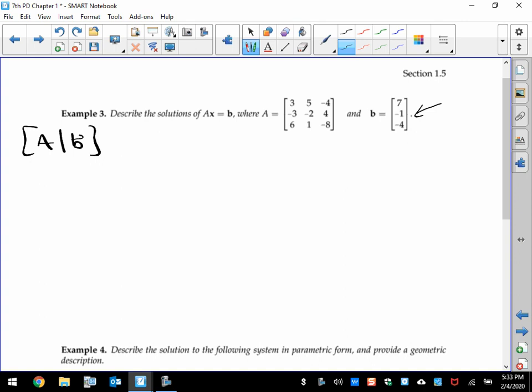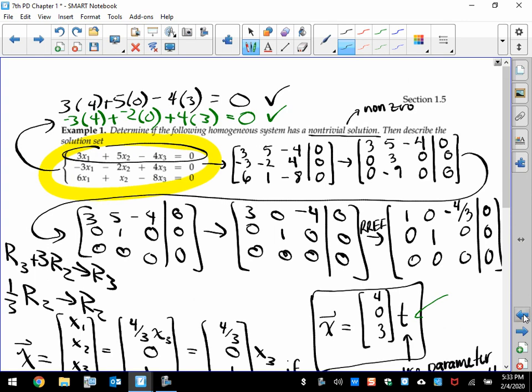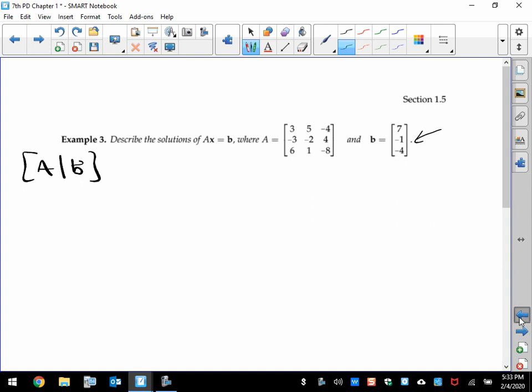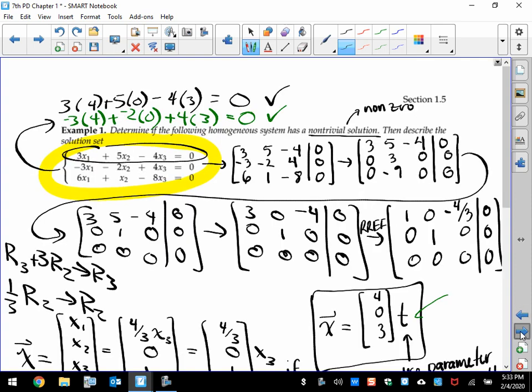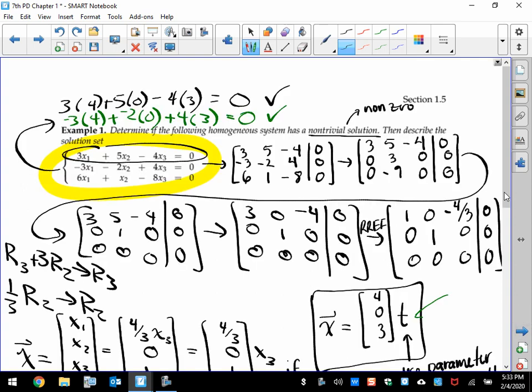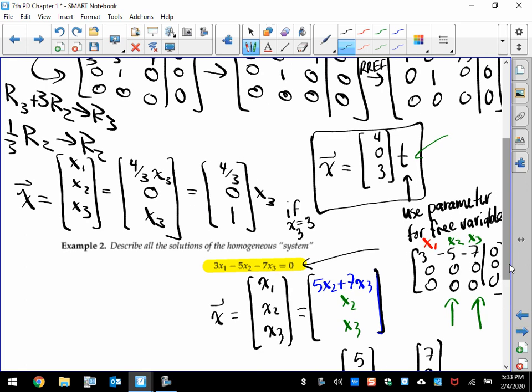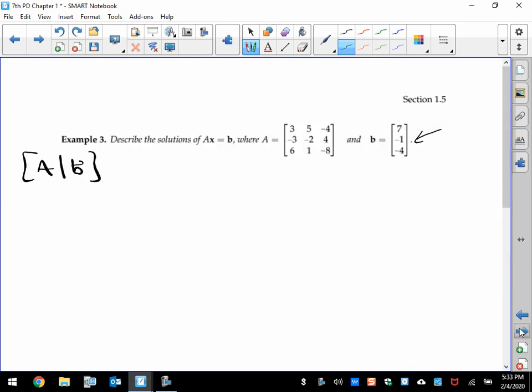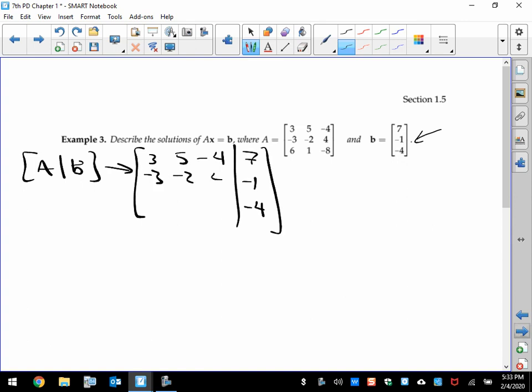Is this the same matrix? Let's go back and look at this one. 3, 5, 4. Oh, no. They look exactly the same to me. I don't see any difference, just comparing the matrix A here. So I'm wondering if, because we've already seen this, we're not going to have a solution. But let's go ahead and augment and see what we get. Hopefully we can find it here. So let's go ahead and row reduce.